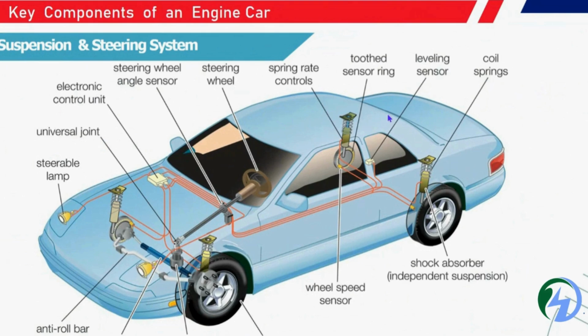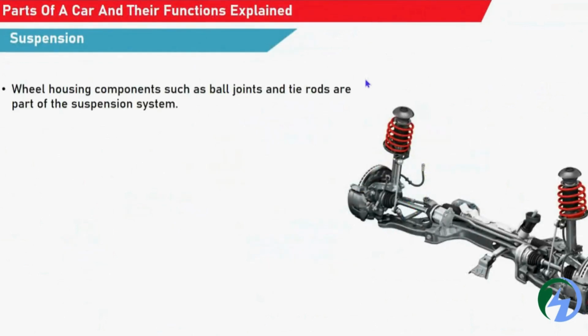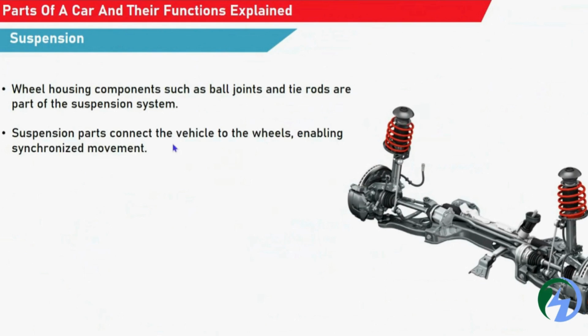To control the suspension, the information is sent to the ECU. The ECU will balance the suspension according to the road inputs, and the road inputs come from the sensors. And how are the suspensions placed? They are among the wheel housing components, such as the ball joints or the tie rods, which are part of the suspension systems.